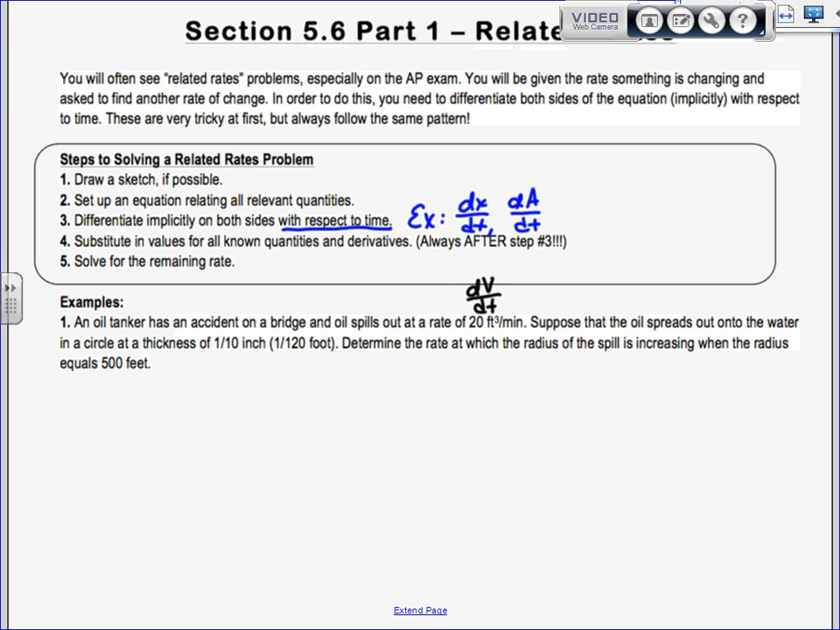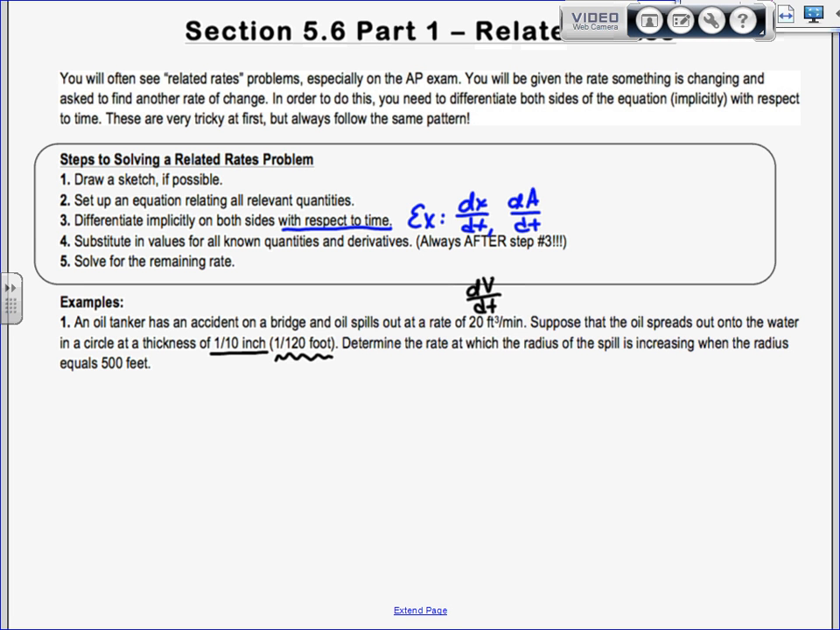So it says, suppose that the oil spreads out onto the water in a circle in a thickness of 1 over 10, so a tenth of an inch. Now, we've already talked about feet so far, so I went ahead and I did that conversion for you. So it's really 1 over 120 for a foot. So determine the rate at which the radius of the spill is increasing when the radius equals 500 feet.